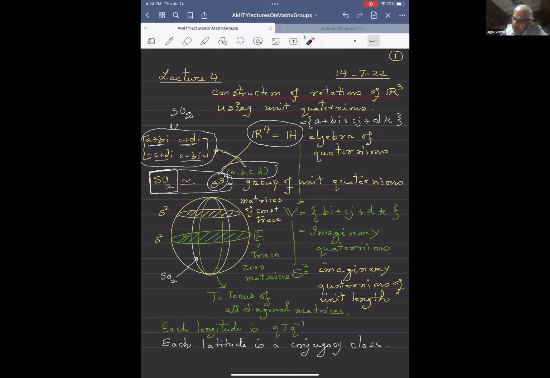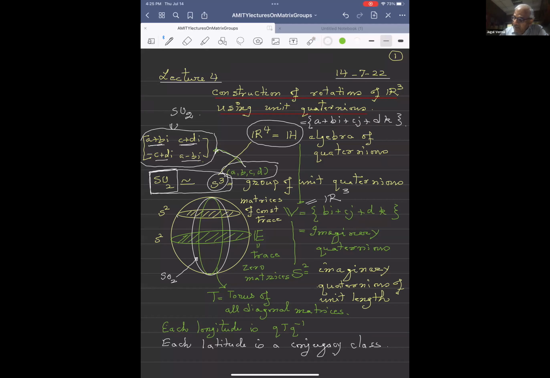The other side of the picture is that inside H, I look at purely imaginary quaternions where the real part is 0. This A is called the real part, and these are imaginary parts. So take a quaternion which is purely imaginary. That means A is 0. So these quaternions are all real linear combinations of i, j, and k. And since i, j, k are linearly independent, this is part of a basis of R4. This V is a three-dimensional vector space.